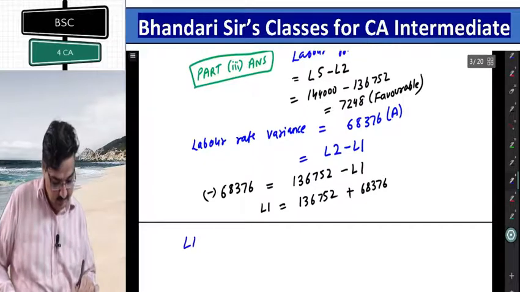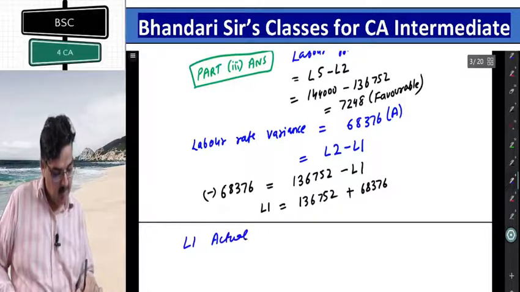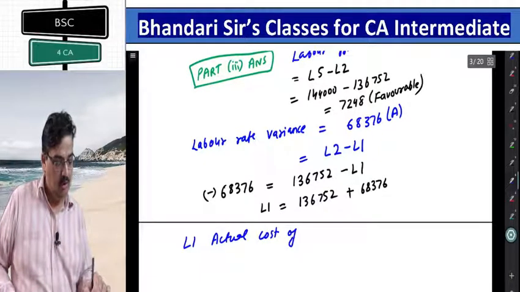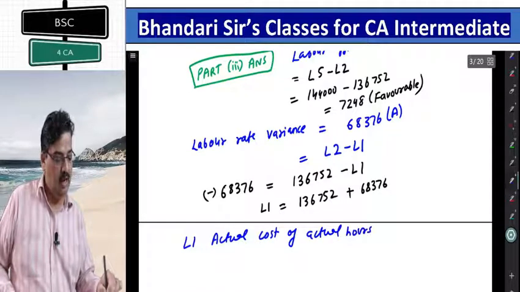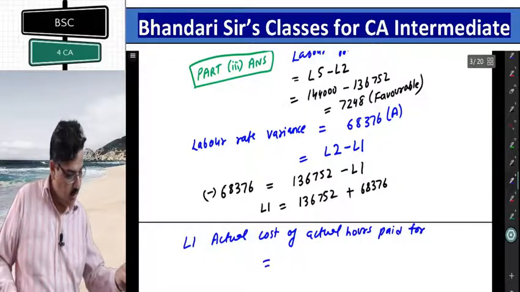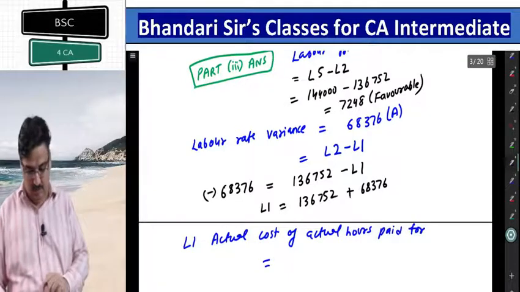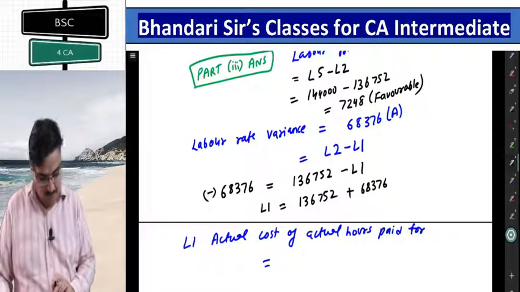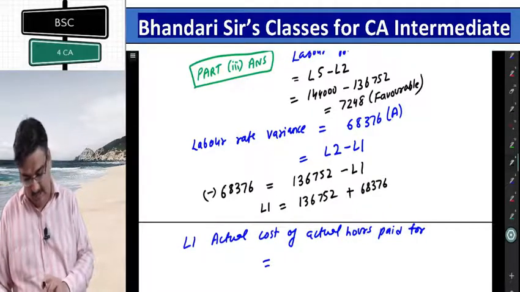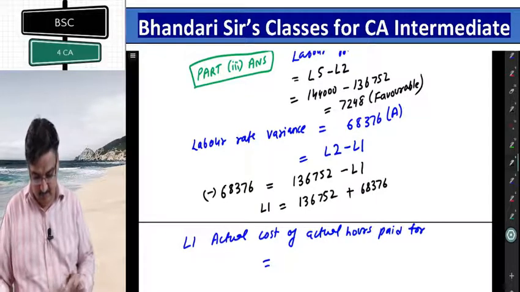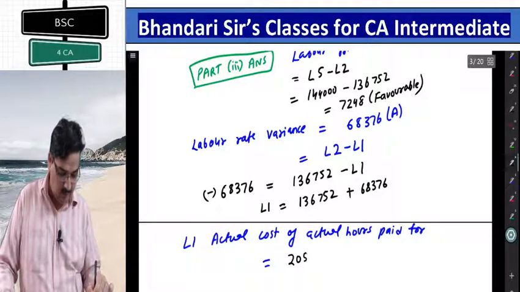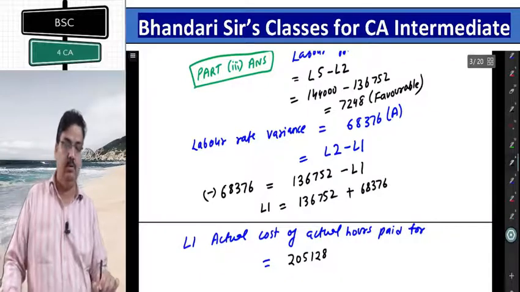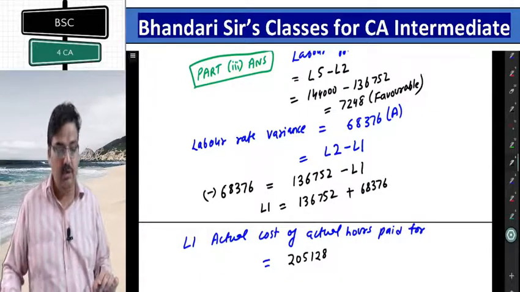L1 is the actual cost of actual hours paid for. How much is this? 136752 plus 68376. This is 2,05,128 rupees. This is not asked there.